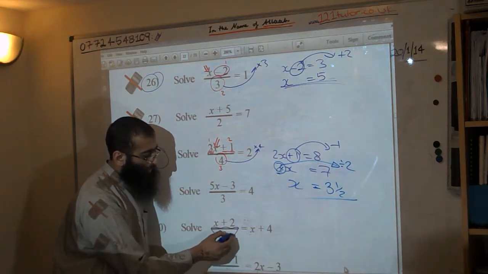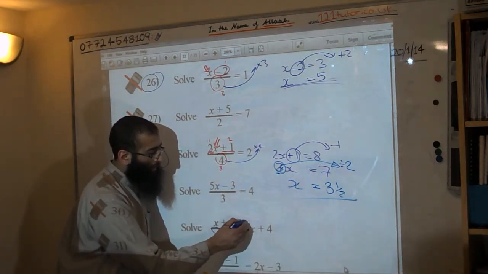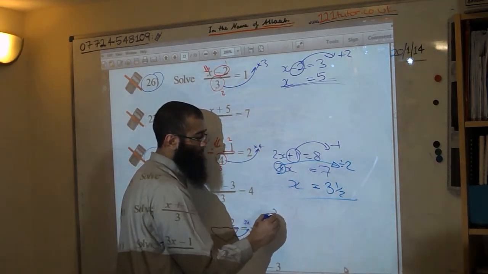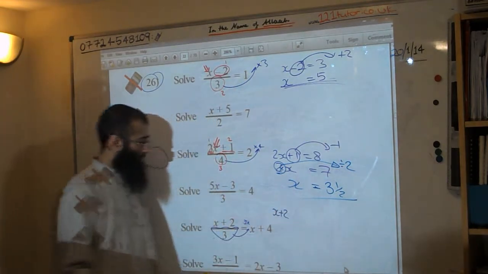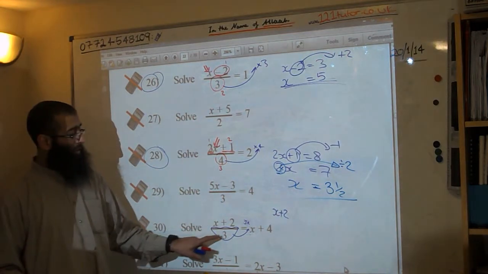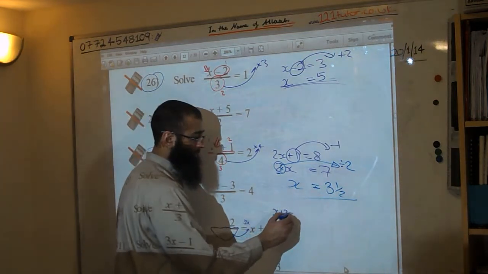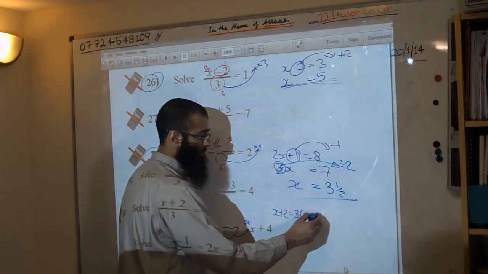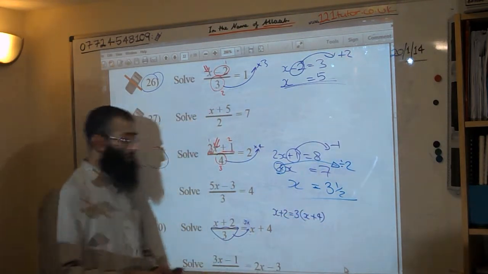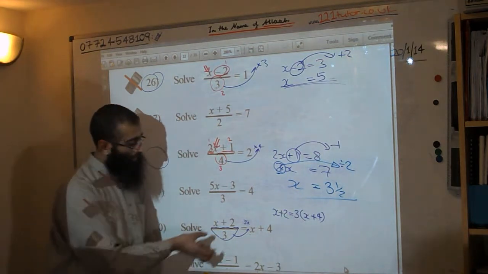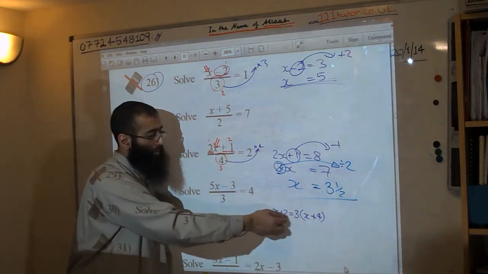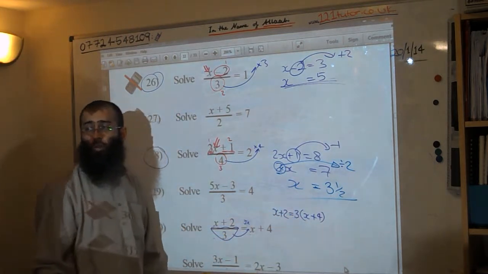And opposite of divide by 3 is times by 3. So x plus 2 is left on the left hand side. The 3 is gone over there, and becomes 3 times (x plus 4). So the question has been transformed. The denominator from this fraction, opposite dividing, has become times. So now we don't have any more fraction.